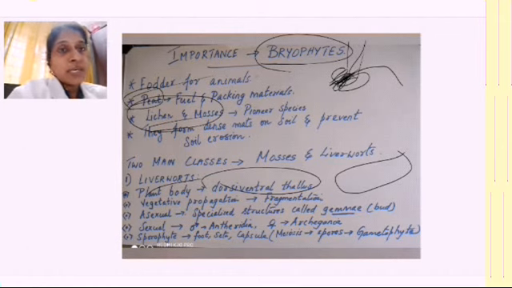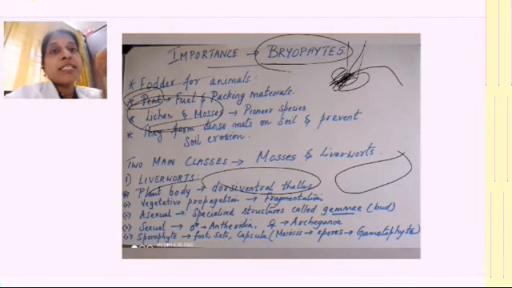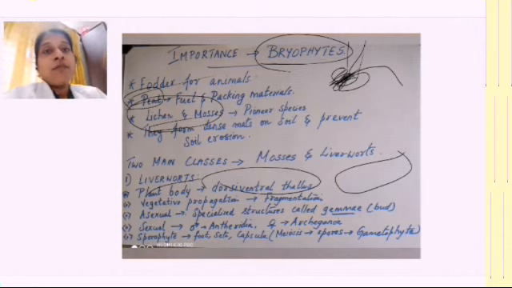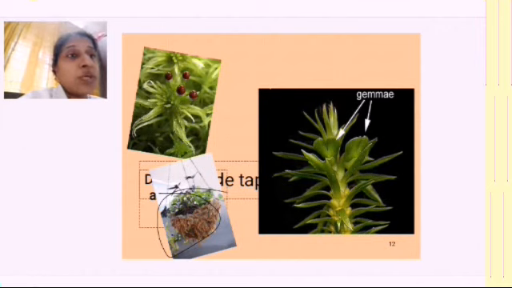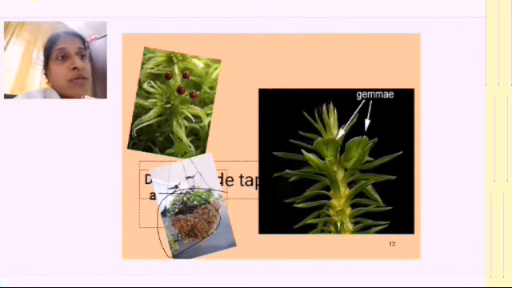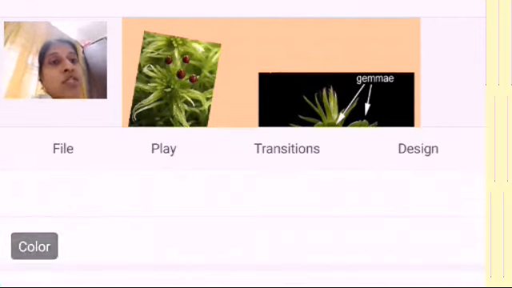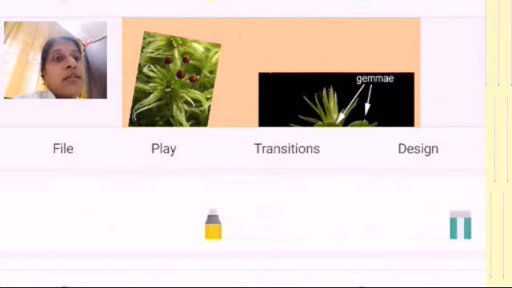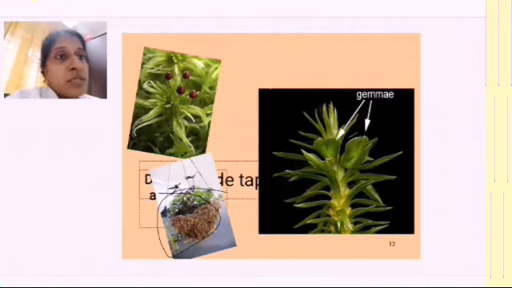Vegetative propagation takes place by fragmentation, which we discussed. Asexual reproduction takes place by special structures which we call gemmae. What do we call them? We call them gemmae. Now you want to see what gemmae are. You can find this structure here. So this one that you can see, we call it gemmae. Yes, so you can find this, right?